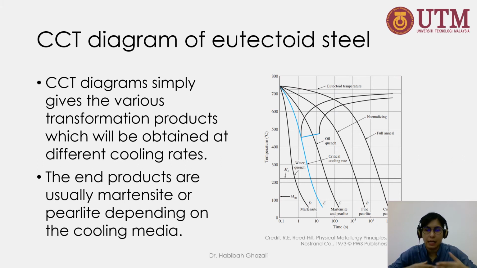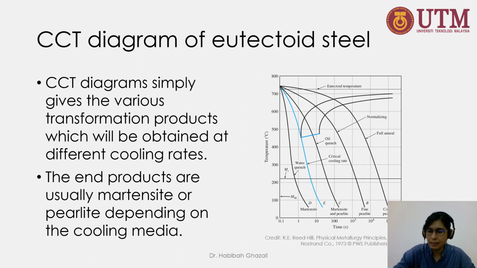And if you have that eutectoid steel, the same dimension, the same thickness, and you cool it inside the furnace, it means that you are actually performing continuous cooling for a full annealing process. So you switch off the furnace and it cools inside the furnace.